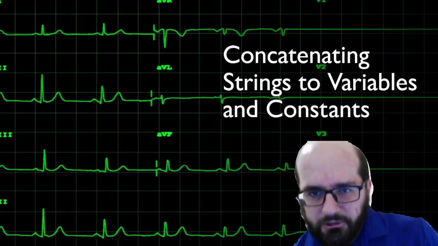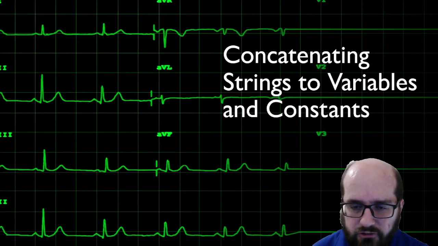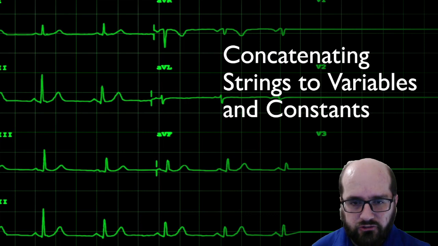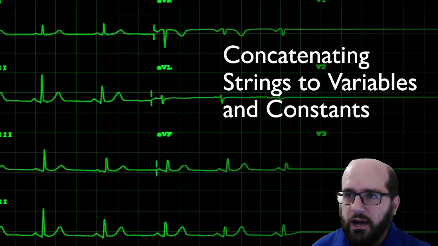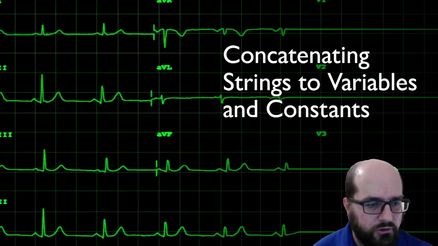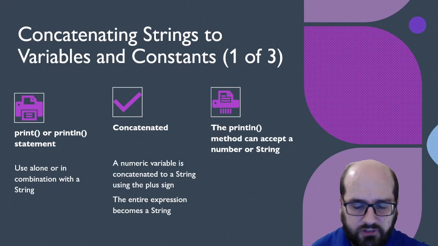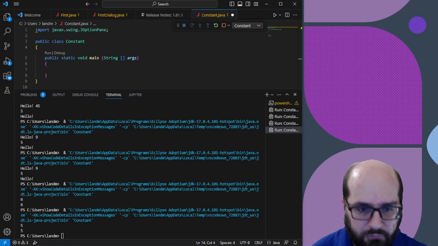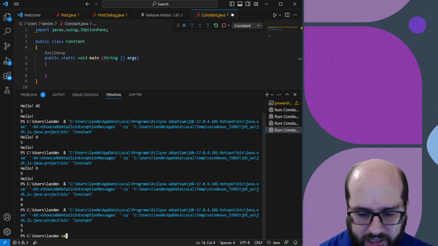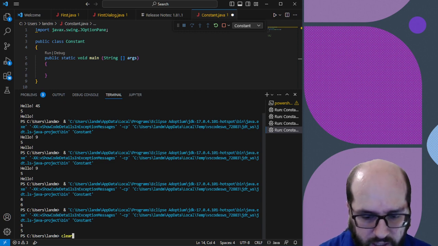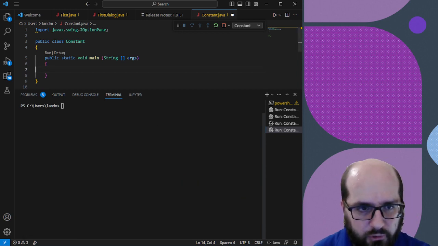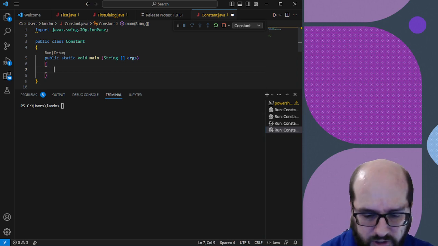Okay, so we need to talk about how to concatenate strings to variables and constants. To do that, I'm going to pull up my Visual Studio Code and we're going to work on it a bit. But first, I need y'all to know that print line and print can be used by itself or with a string literal. So let's just kind of show that.